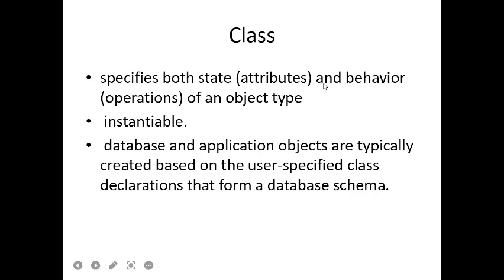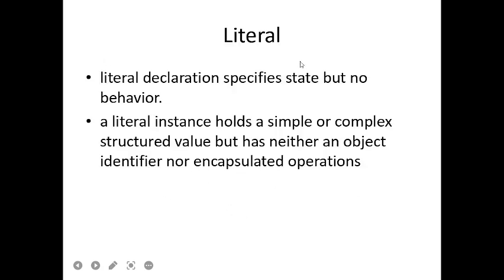And a class specifies both attributes and behavior, and it is instantiable. Database and application objects are typically created based on the user-defined class declarations that form a database schema. And we have literal. A literal declaration specifies state but no behavior. A literal instance holds a simple or complex structured value but has neither an object identifier nor encapsulated operations.